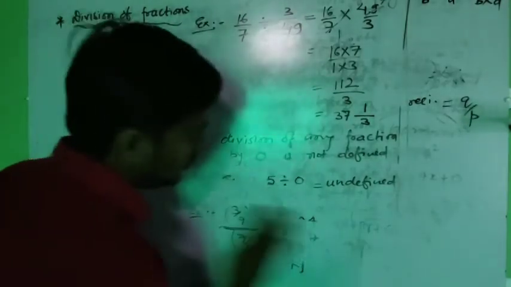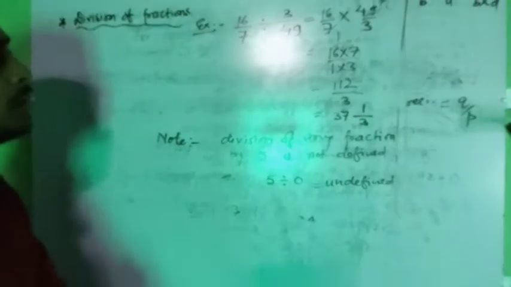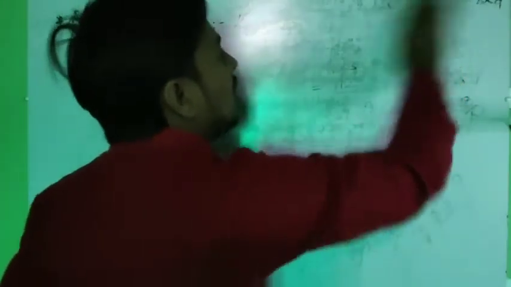Now move to the next topic, simplification. So this division is done, all the four properties are done: addition, subtraction, multiplication and division of fractions.